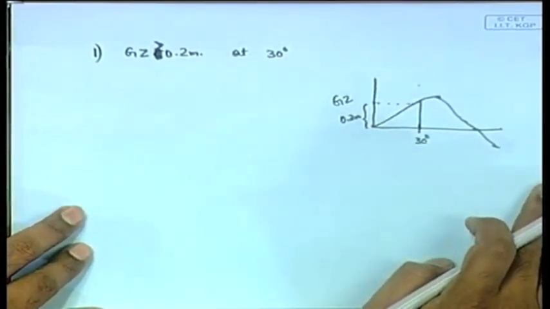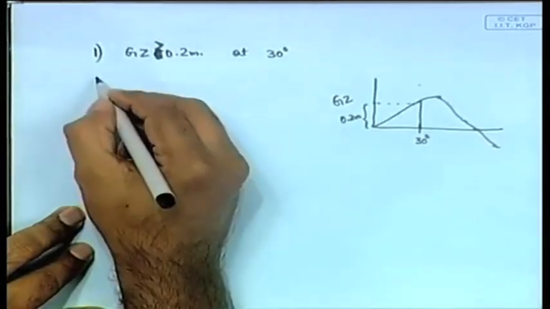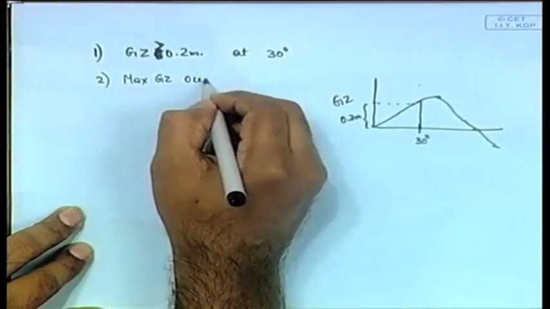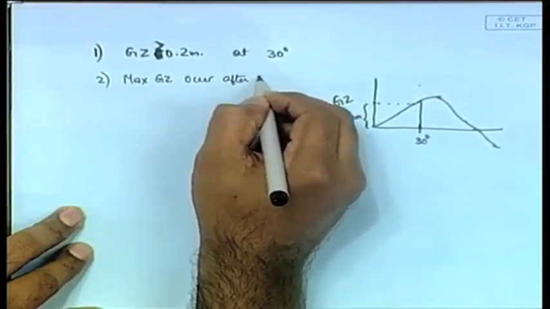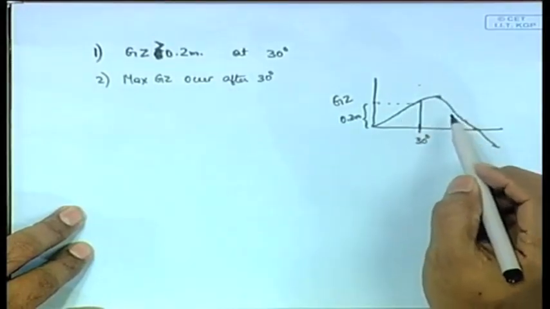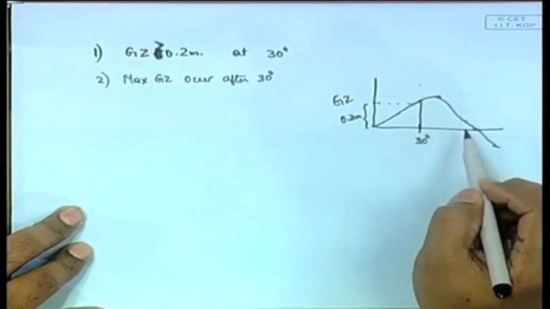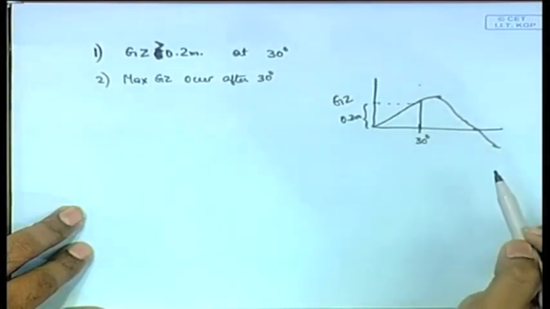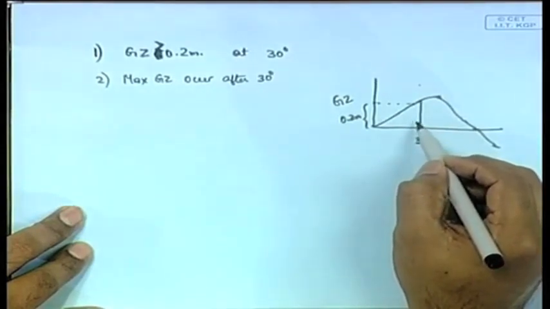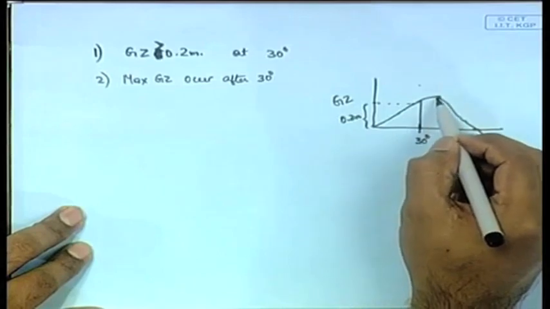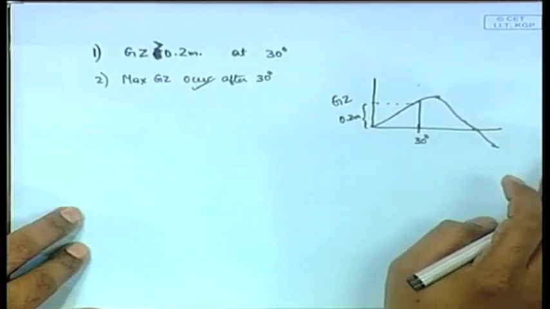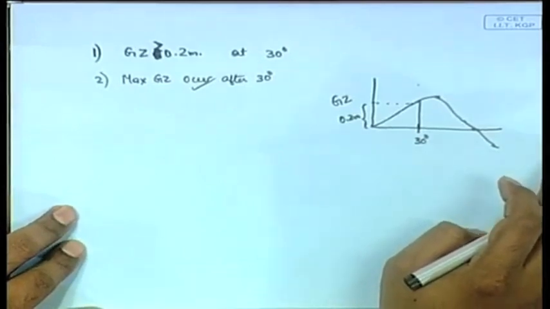And number 2 is, we have already drawn the GZ curve, and we have seen that GZ reaches a maximum value and then starts decreasing. Now, another rule says that this maximum GZ should never occur before 30 degrees for a ship. The maximum GZ should always occur after 30 degrees, anything after 30 degrees is acceptable. So, the value of maximum GZ should occur only after 30 degrees.